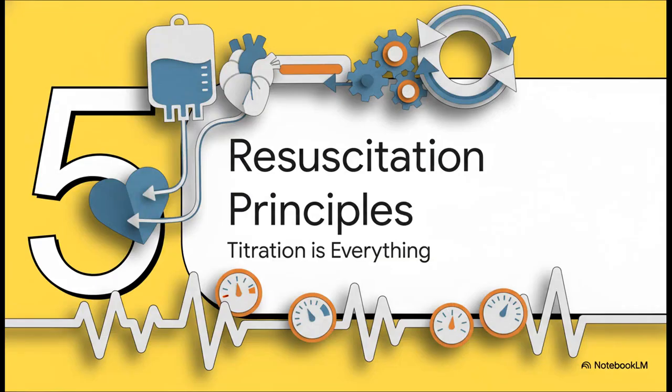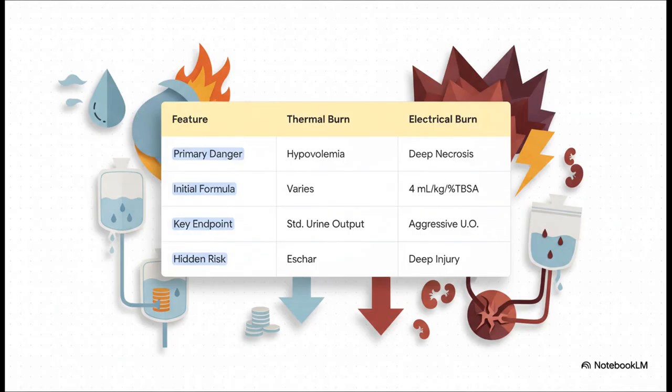Okay, so we've covered the three main types of burns. Let's put it all together now and talk about the core principles of resuscitation. Probably the most important idea to really get is that resuscitation isn't a one-and-done calculation. It's a dynamic process where titration is absolutely everything. This chart really sums up the critical differences. With thermal burns, your main enemy is fluid loss. But with electrical burns, it's deep tissue death and kidney failure.